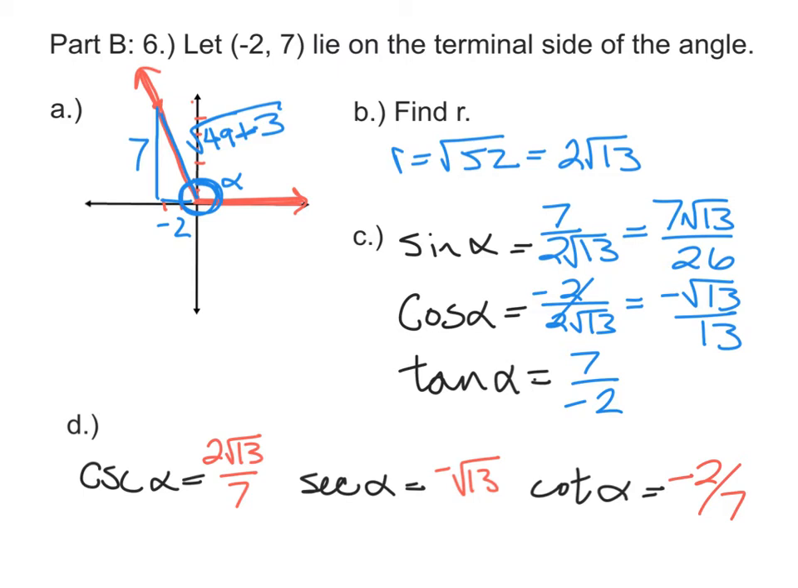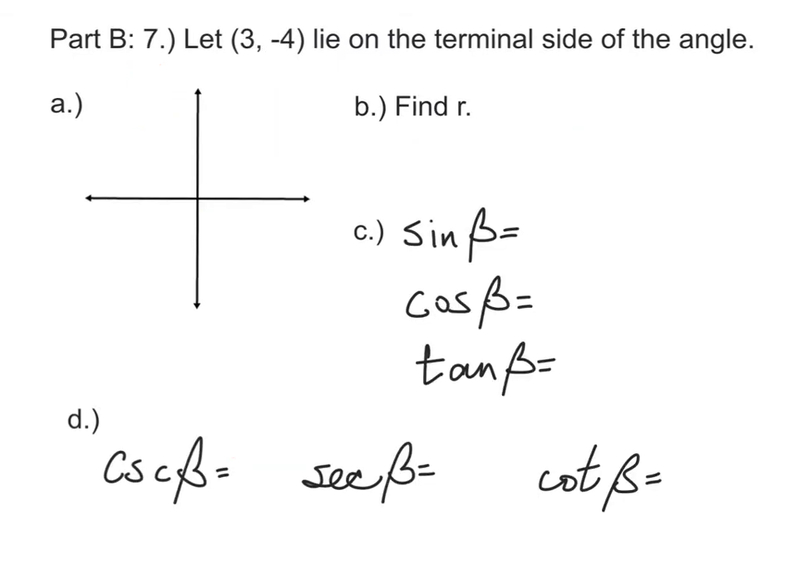negative 2 sevenths. Let's do it again. In problem 7, let (3, -4) lie on the terminal side of beta. So we just plot 1, 2, 3, negative 1, 2, 3, 4. That's the terminal side. So our initial side will always be the positive x-axis. There we go. And it doesn't really say that beta is a positive angle or a negative angle, so we can think of it as either. And I'm going to think of beta as being right there.